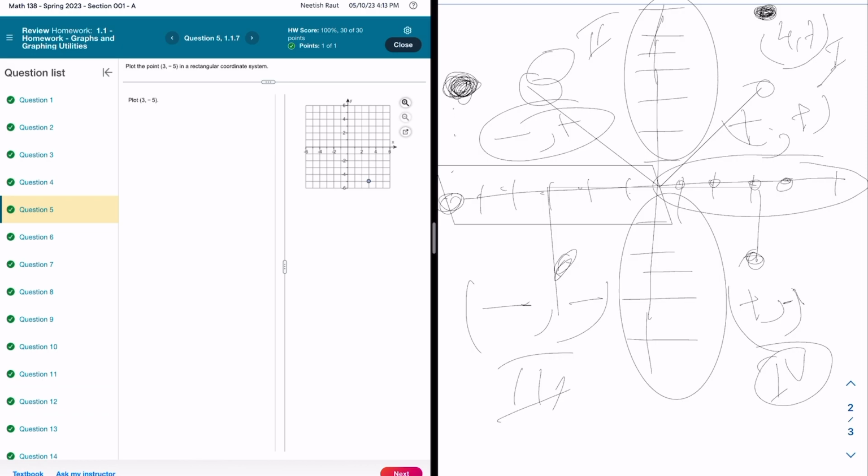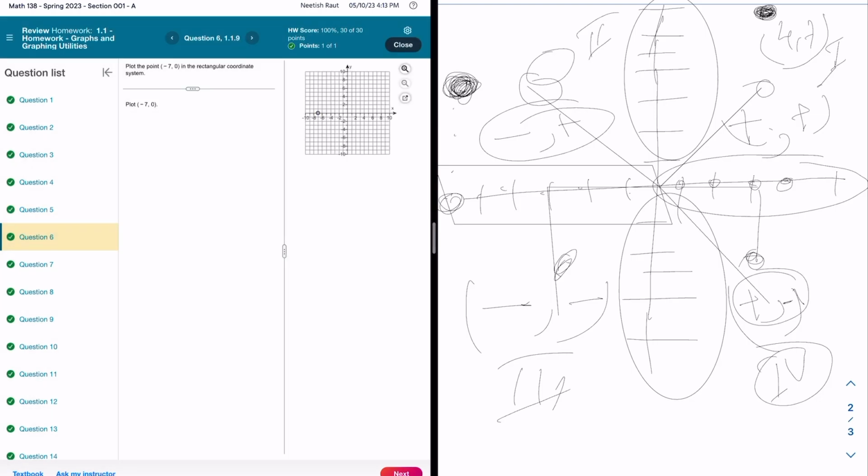It's the same: (3, -5). So (3, -5), positive x, right? And minus 5, negative y. It will belong to the fourth quadrant. That's it. Now (-7, 0). Negative x and y is 0. So it will remain on the x-axis. Whenever y is 0, the point will be on the x-axis. This is the y-axis. If x is 0, then our point will be on the y-axis.